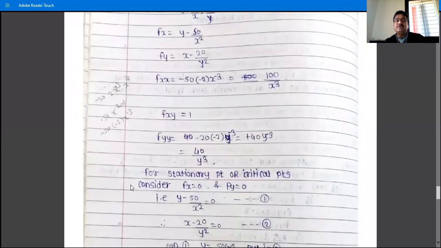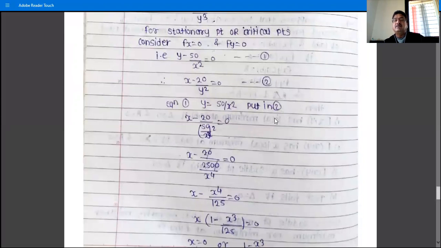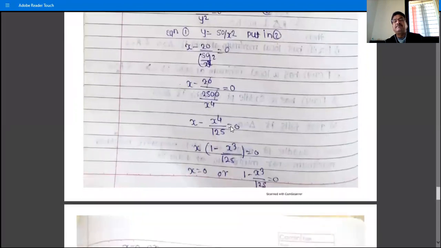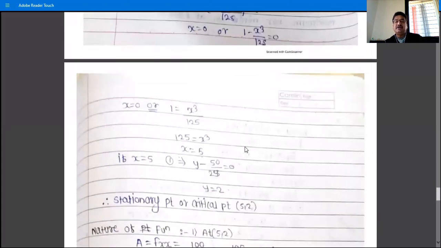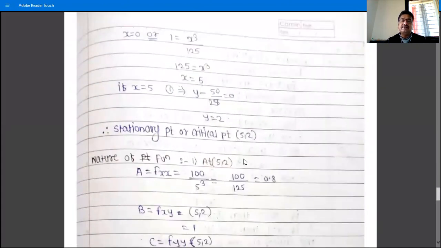The points where the function may be maximum or minimum are called stationary points, either minimum or maximum, or the point is a saddle point. So after solving the two equations fx equal to 0 and fy equal to 0, we get stationary points or critical points. In this example, we get only one critical point. In some examples, we get 2 or more, that is 3, 4, 5, 10, or 15 critical points. In this example, we have only one critical point.